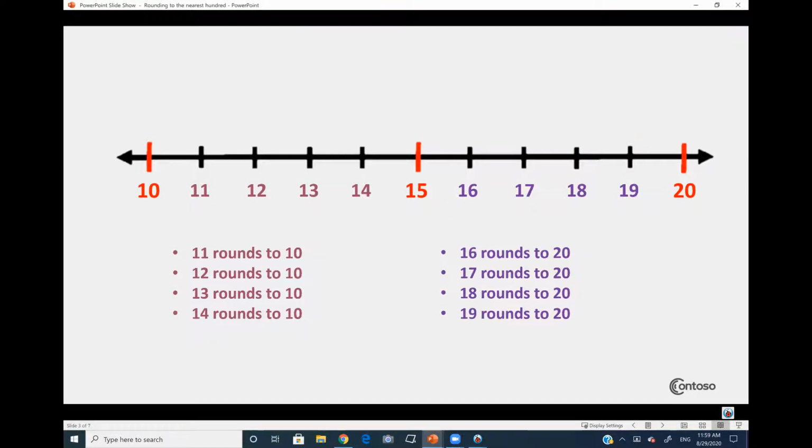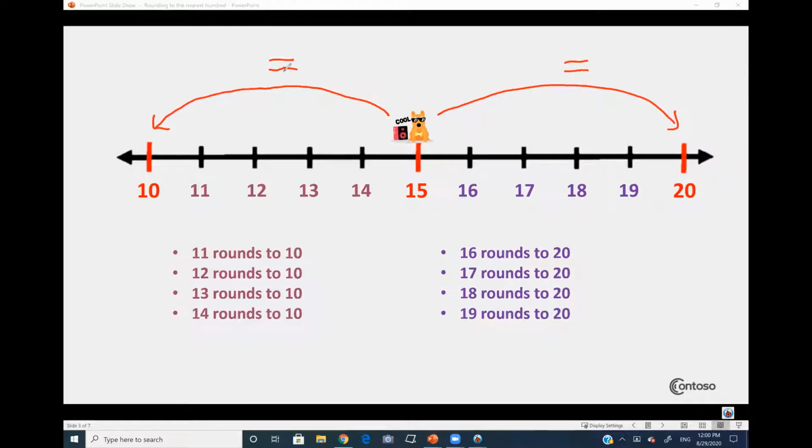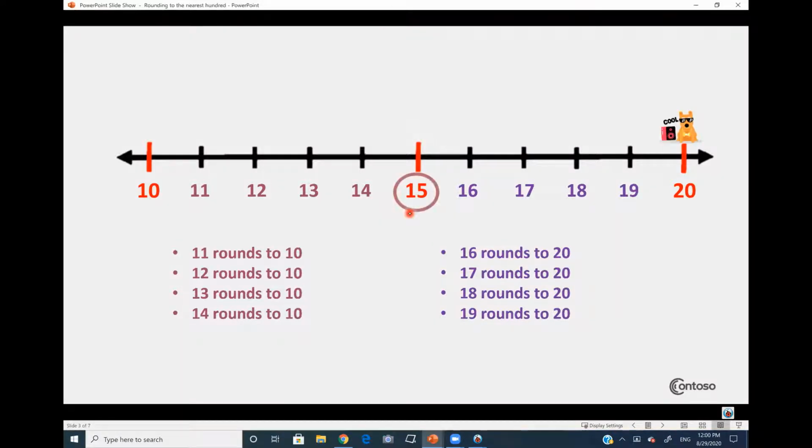But what happens when the point I want to find on my number line is an equal distance from the 10 and from the 20? If you can notice, the distance is equal. So how am I going to round 15? Does it round to 10 or does it round to 20? Well, the rule basically says that when you are right in the middle point, you're going to round to the greatest 10. So the middle point is going to round to 20.